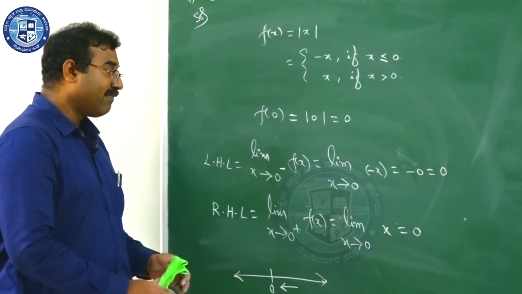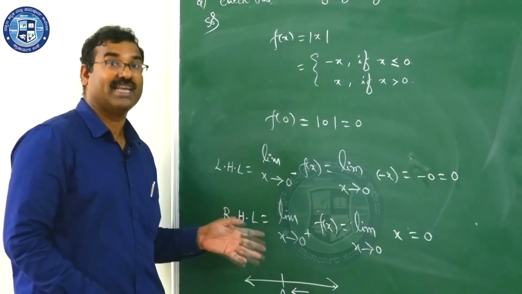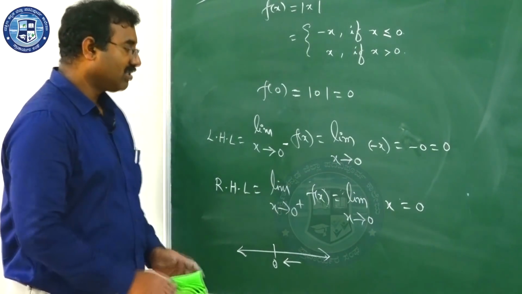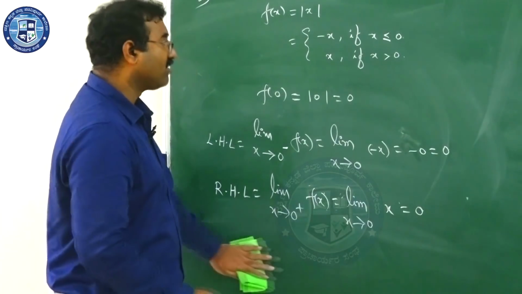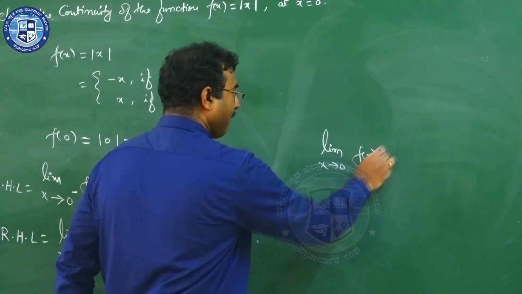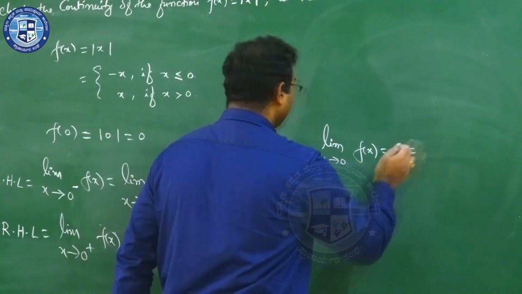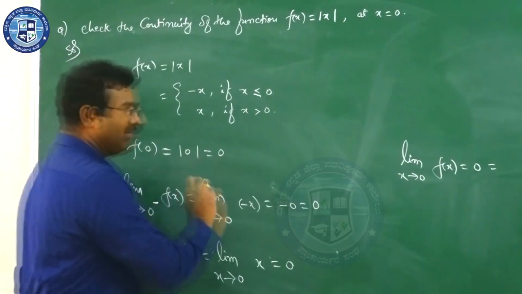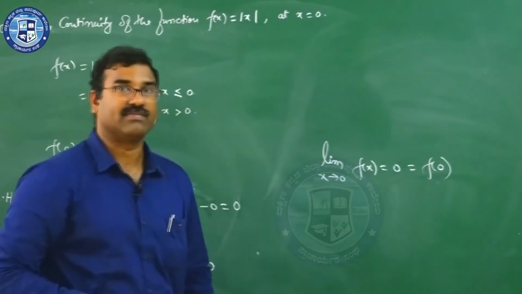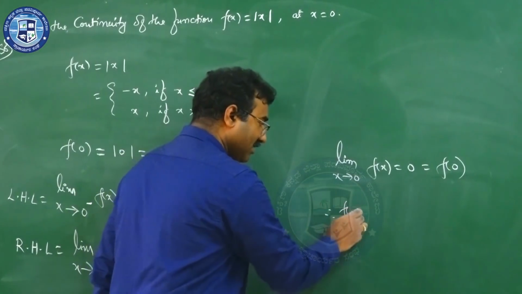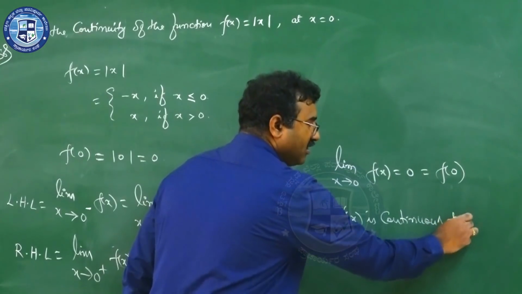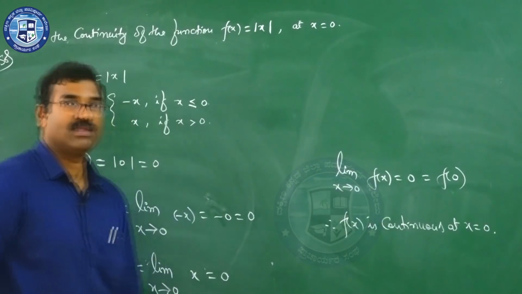It is a simple thing only, but try to understand what is the need of left hand and right hand limits. So, left hand limit value 0, right hand limit value 0. So, I can conclude that limit x tends to 0, f(x) is 0, which is equal to f of 0. That means the limiting value is same as the functional value. Therefore, we say that f(x) is continuous at x equal to 0, right.